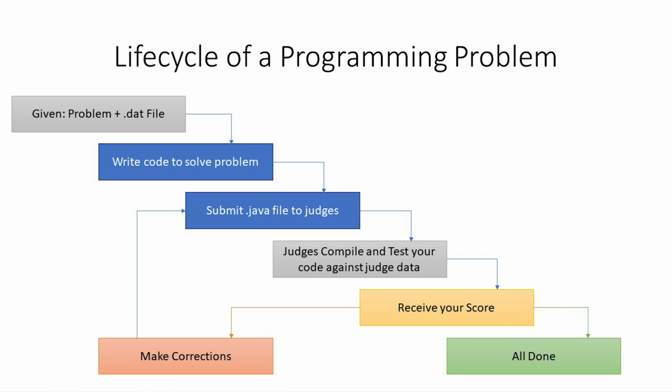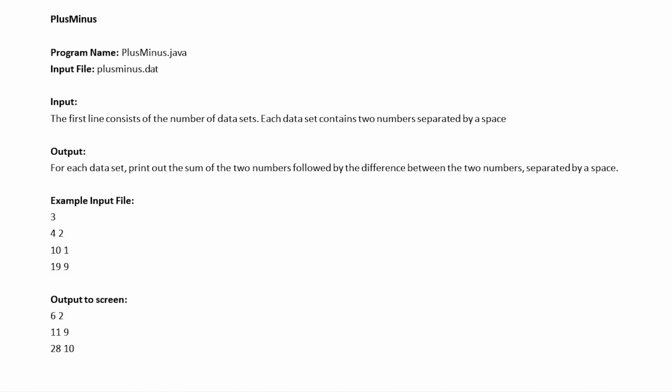Over the next 8 minutes, I'll go over the do's and donuts of computer science programming competitions. This is the life cycle of a programming problem, from when you receive it to when you're awarded points for successfully solving it. Let's follow an example problem through this life cycle and identify the common mistakes that are easily avoidable at each step. Notice that this question tells you what to name your .java file.